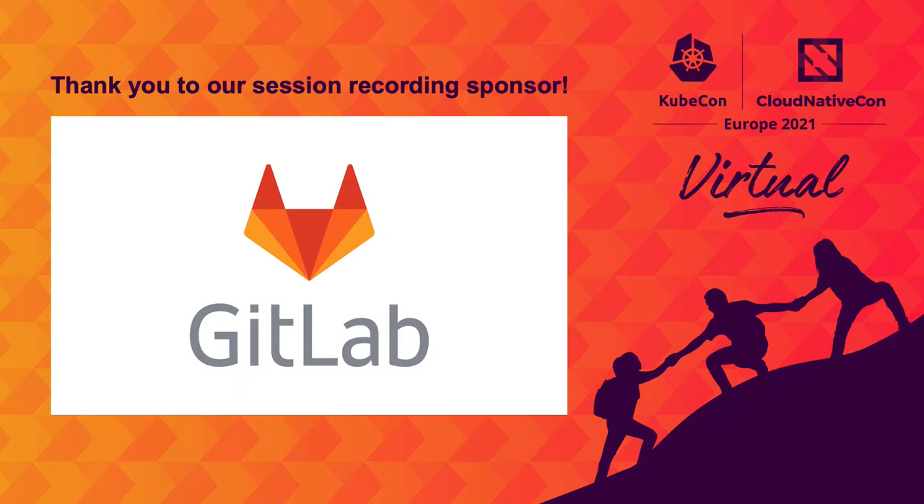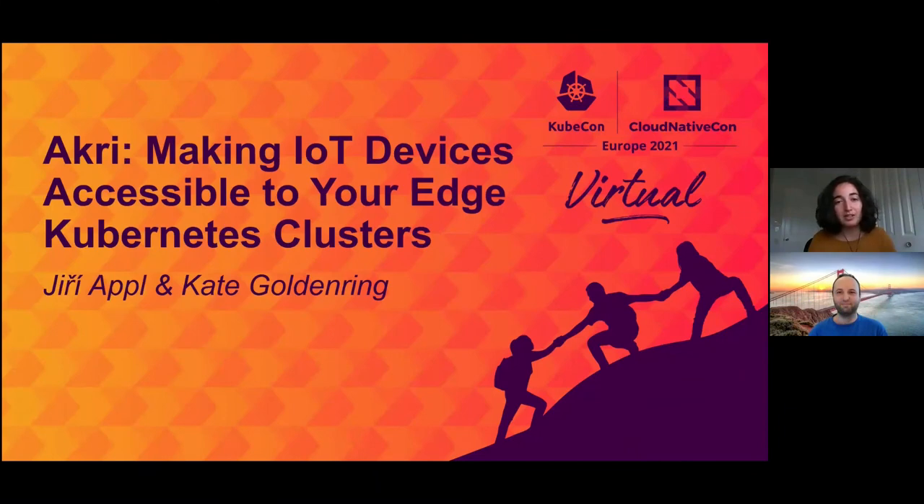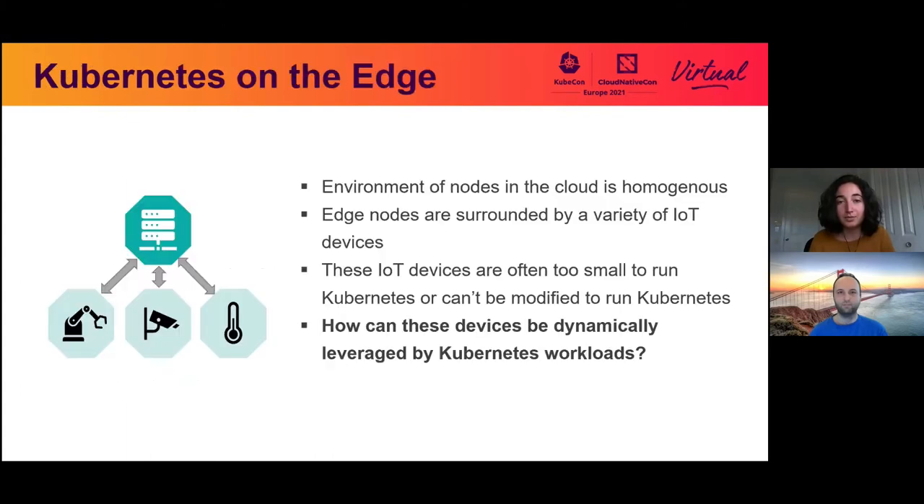And we're both software engineers at Microsoft working on an open source project called Akri. And today we're going to talk about how you can use Akri to make IoT devices accessible to your edge Kubernetes clusters. So we'll first start off by talking about the motivation behind Akri, and then we'll look at an IoT edge scenario and how it can be simplified using Akri. Then we'll dive into Akri's architecture and look at one of Akri's latest enhancements that make it more easily extensible. And finally, we'll talk about how you can get involved.